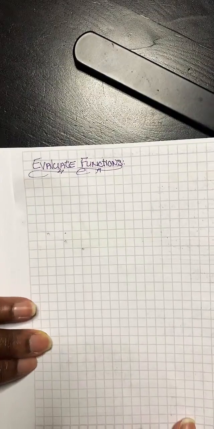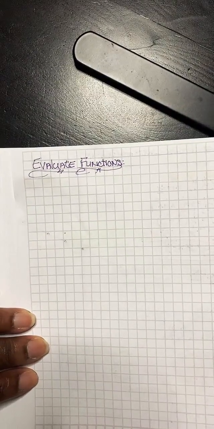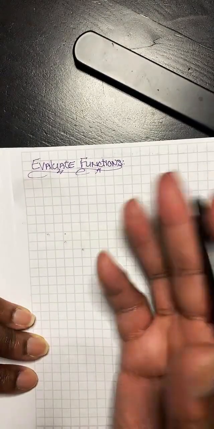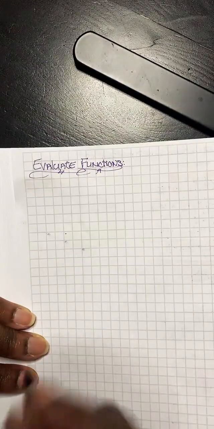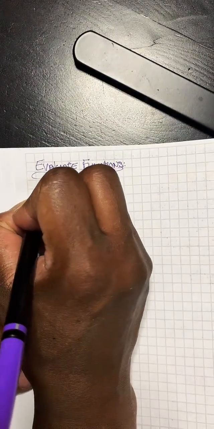All right, so evaluating functions. If I gave you a function, the function can be named anything. It could be an F function or an H function or a G function. So let's say that we have a G function.